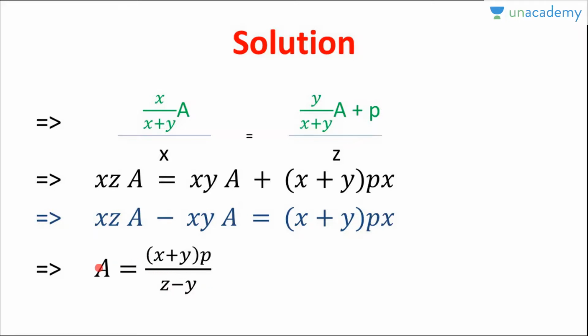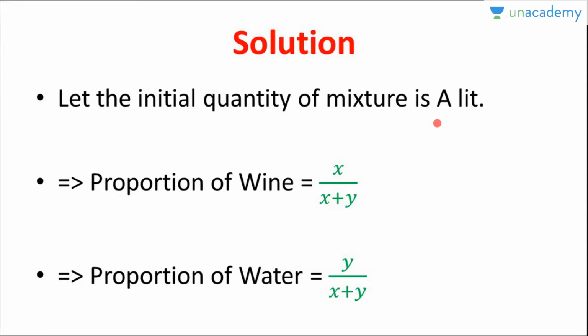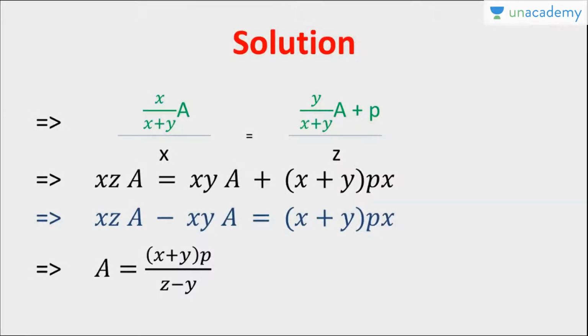Now, what is this A? A is the initial amount of liquid that we have. This is an unknown variable. This is what we have assumed. Here you can see this is an assumed variable. That's why we can say that A is equal to x plus y times P upon Z minus y. All these values are given to us.